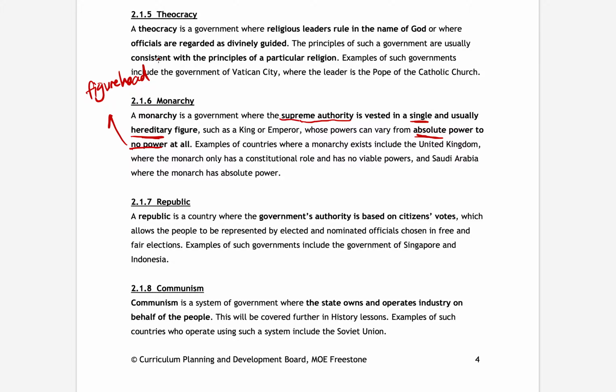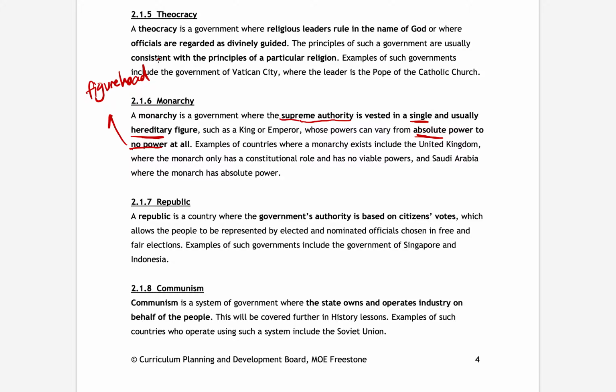So, for example, Saudi Arabia, countries like in the Middle East with the emirs and the crown princes and stuff, those are the monarchs which have absolute power over the functioning and governance of their country. A republic. Okay, this one should be very familiar. Singapore is a republic by itself, right?